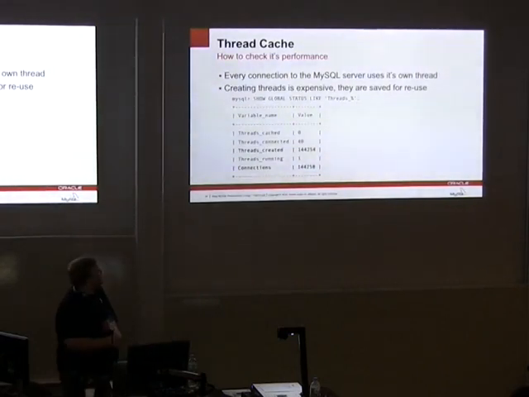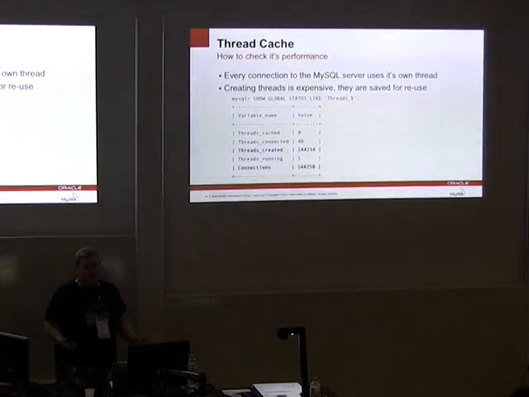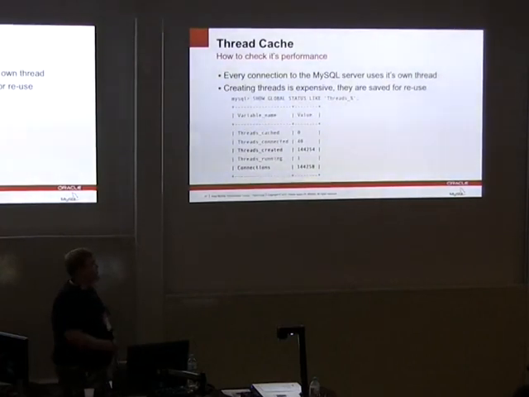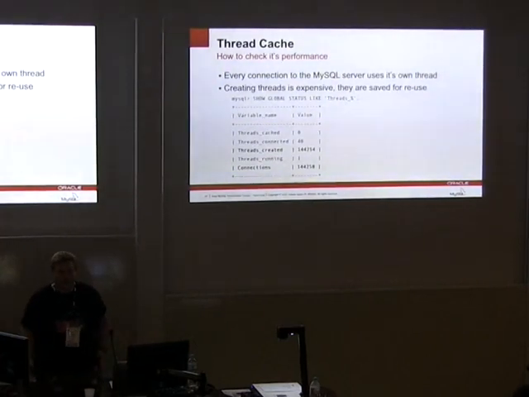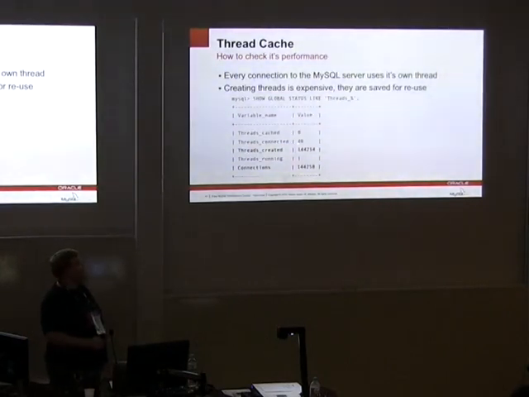So we can look at the status, threads with a wildcard, and we see the number of times we've created a thread and the number of connections to the server. We can look at that as a ratio, much like how many times we have opened a table versus how many tables we have. If we've had 144,000 connections to the server, and every time we had to create a new thread, that's a good sign that we could probably make that thread cache bigger. In this case, the thread cache is set to 0, so every time someone connected, we created a thread.